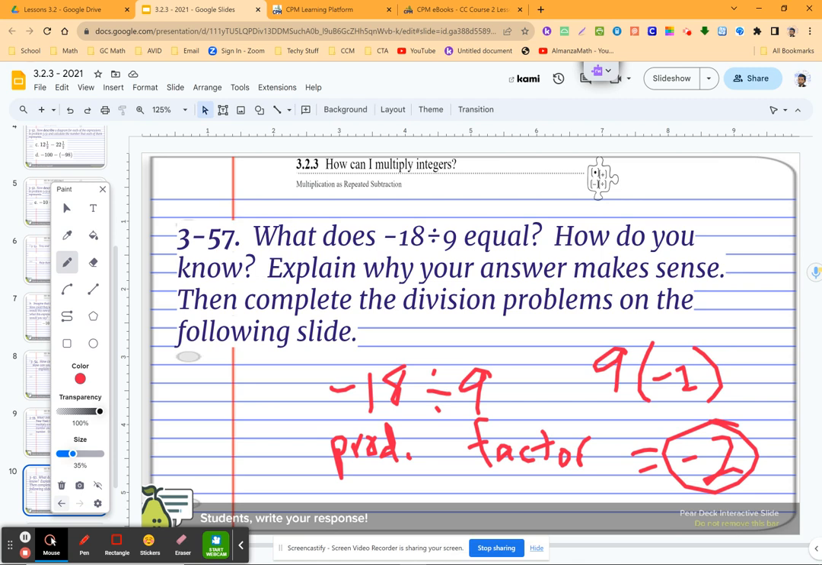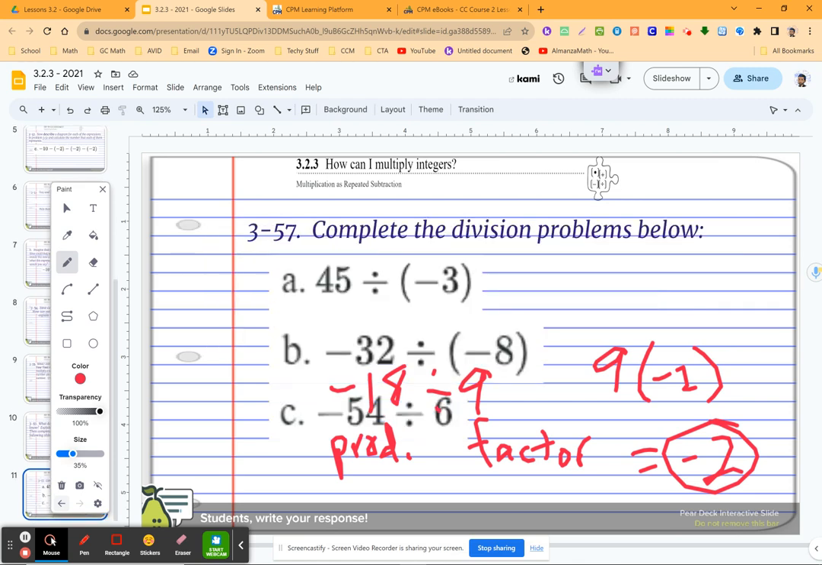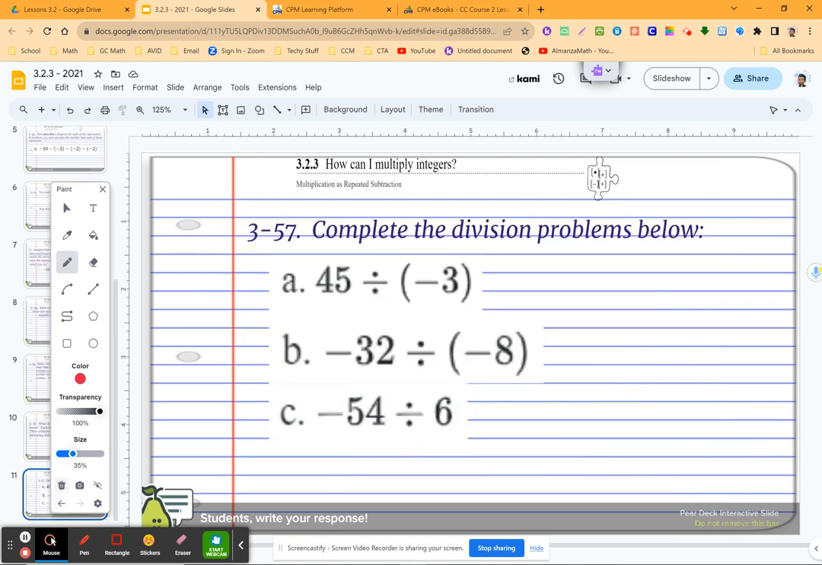So you're using this logic to answer these questions here. I'll do the first one, and then you can fill in the slides. Raise your hand if you have any questions, and I can help. So the first one, complete the division problems below.